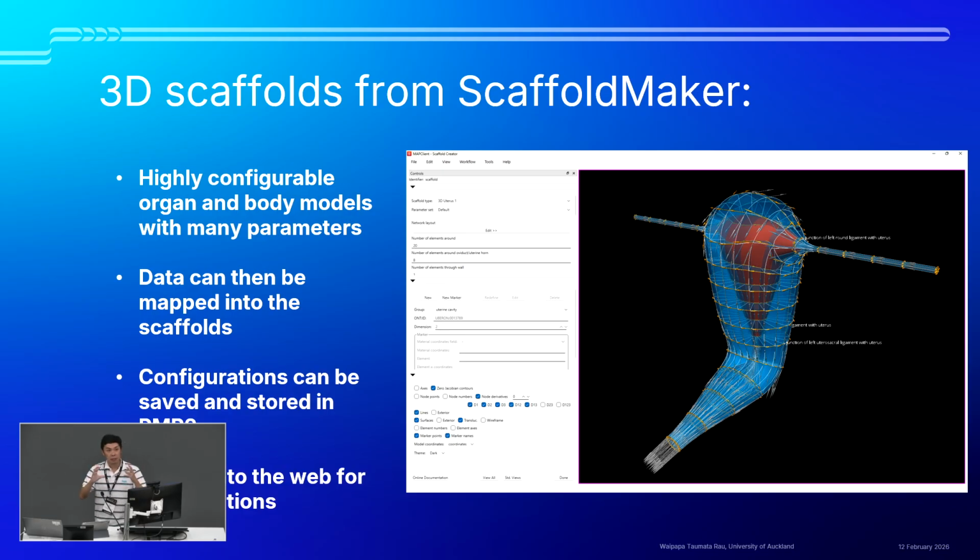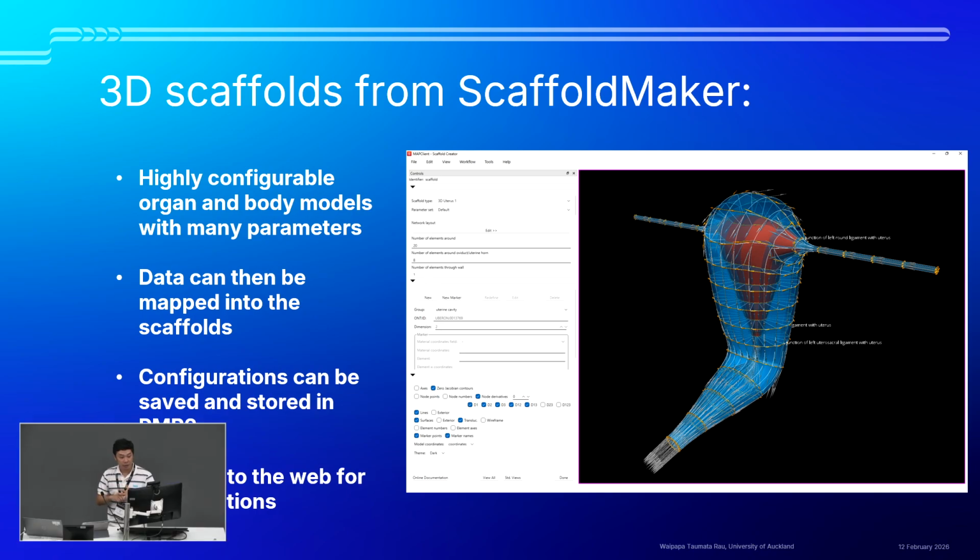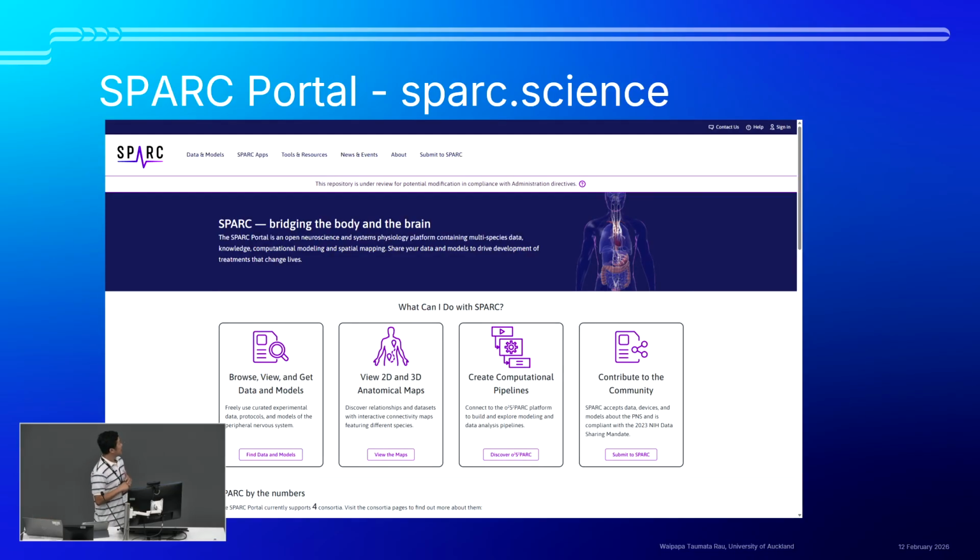So if there are data from images in the future, we can easily fit them to the generic models that we have here. And all this configuration for the 2D maps and the 3D scaffolds is uploaded to PMR2, so other people can download it, run it through the workflows, and get the exact same result. So one focus for us is to make sure everything is reproducible, and that's what we are trying to do. And after we have done all this, we export them into a format that we can read on the web. So finally, the portal.